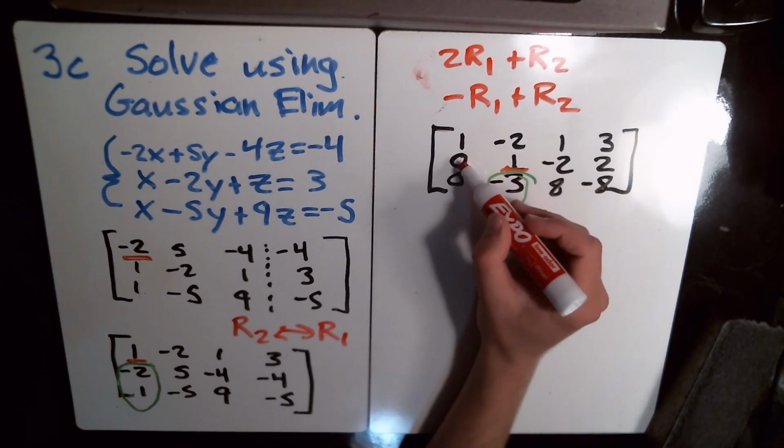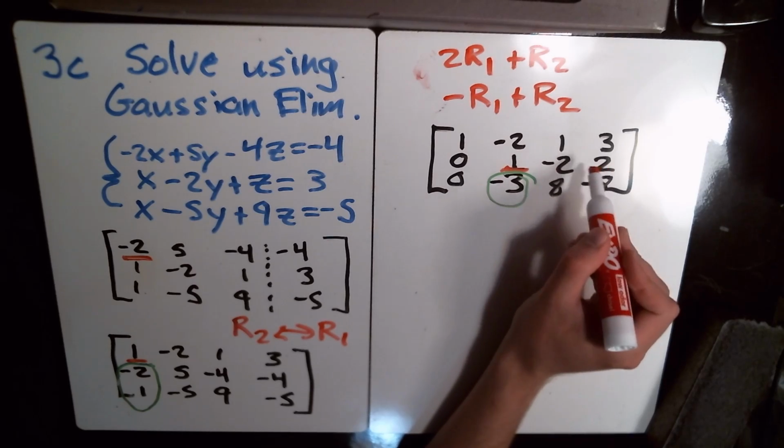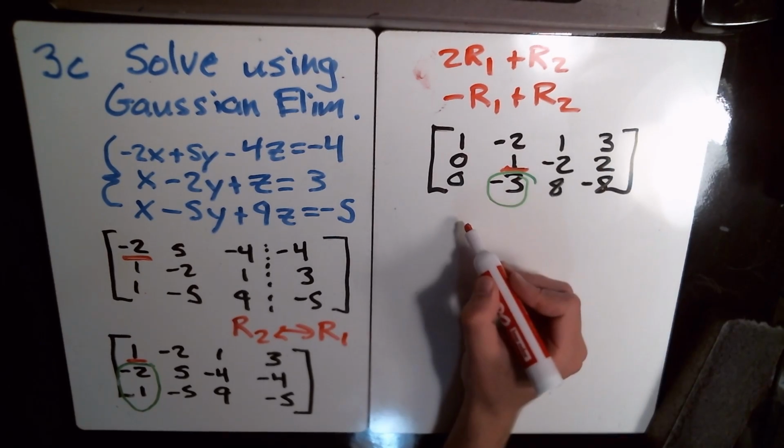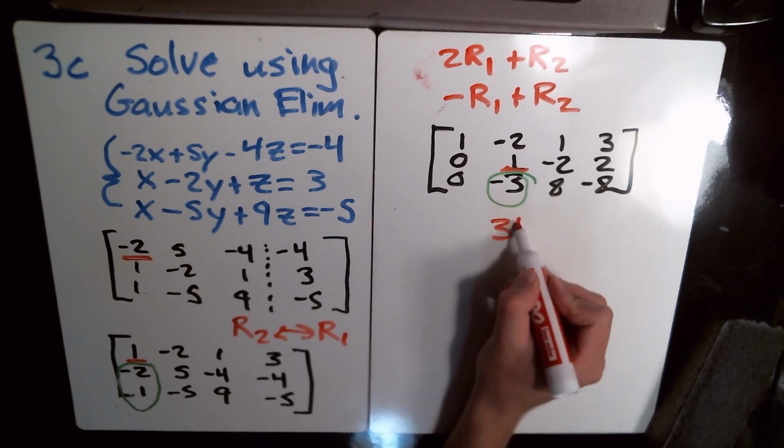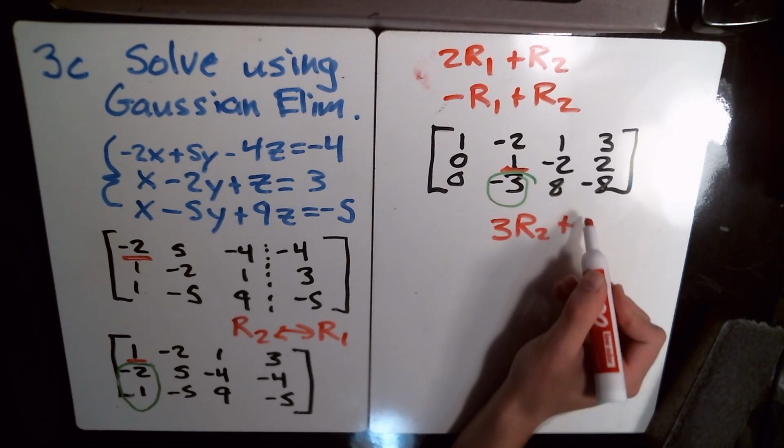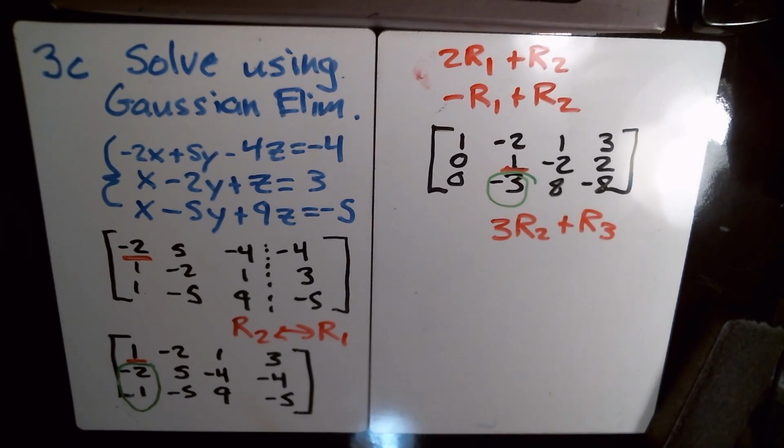So you're going to use your second row to cancel out that 3. So you're going to do 3 times row 2, and then add it down to row 3. That should cancel out that 3.